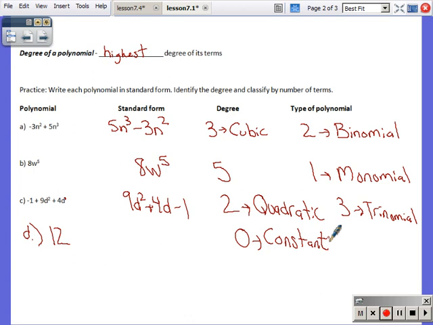So if you just have a plain number, the technical term for those is a constant, so that would be your degree. It would also be a monomial. To be a constant, it has to be a monomial. If it's anything more than that, then it couldn't be a constant, then it would have to have a higher degree than that.